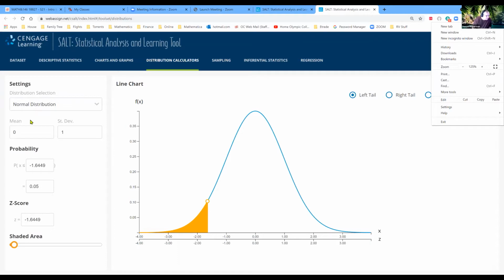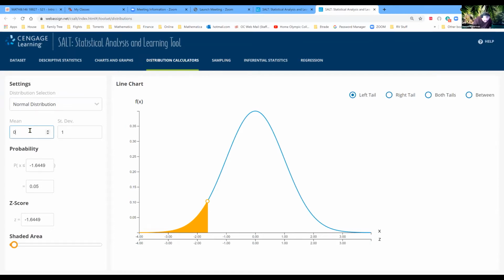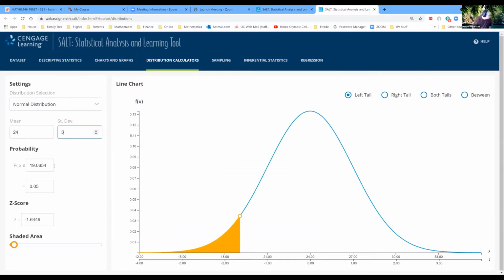And what I'm going to do is, in this story, the mean was 24 and the standard deviation was 3. And the first question was less than 10 inches, right? So if it's less than 10 inches, left tail for less, right tail for more, right? So it's less than 10 inches.